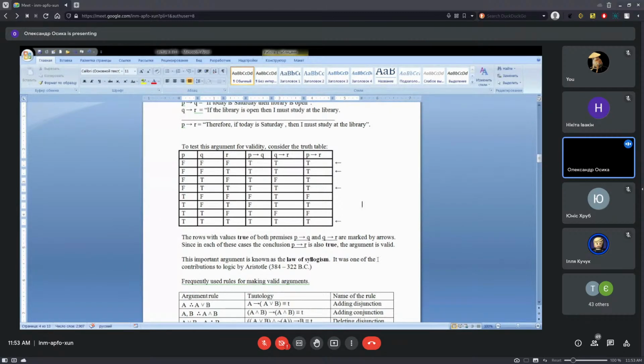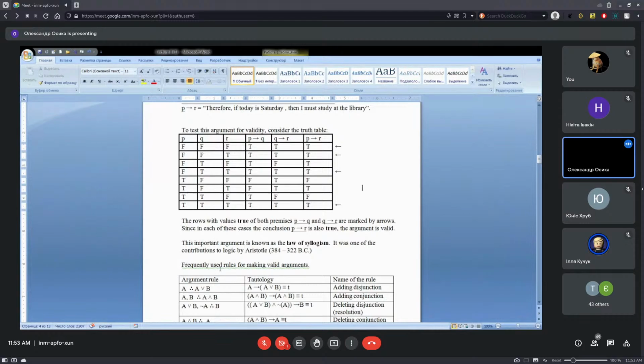It was one of the contributions to logic by Aristotle, the ancient Greek philosopher, who lived in years 384 to 322, actually 62 years before Christ.